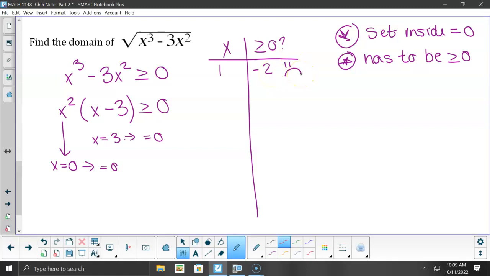I'm guessing the same thing's going to happen if I plug in 2, right? Because 2 minus 3 is still going to give me a negative. What about picking 4? It's still positive though, right? That's a happy face. Could I go less than 0 and check those? Maybe I could. So what if I plug in negative 1? What do I get? Do I get a positive or a negative? A negative, so that's a sad face.